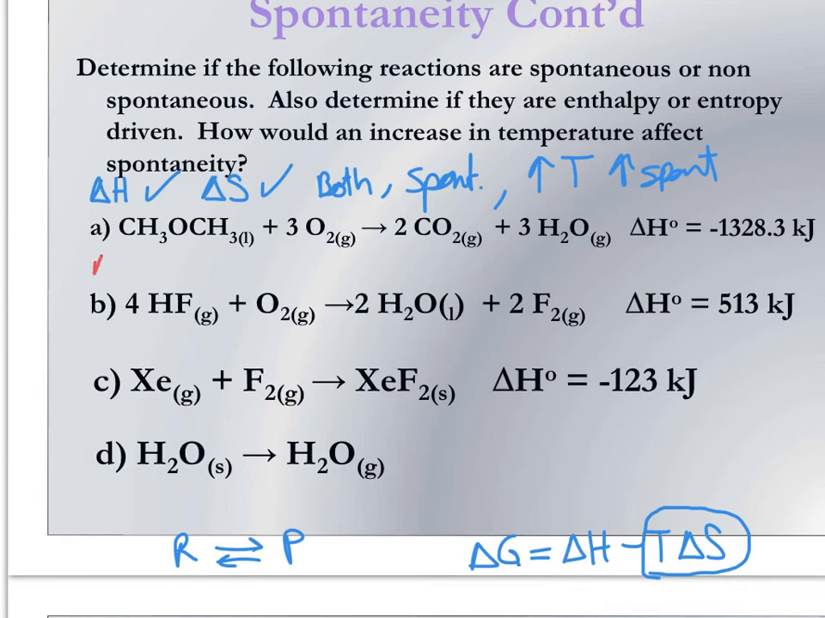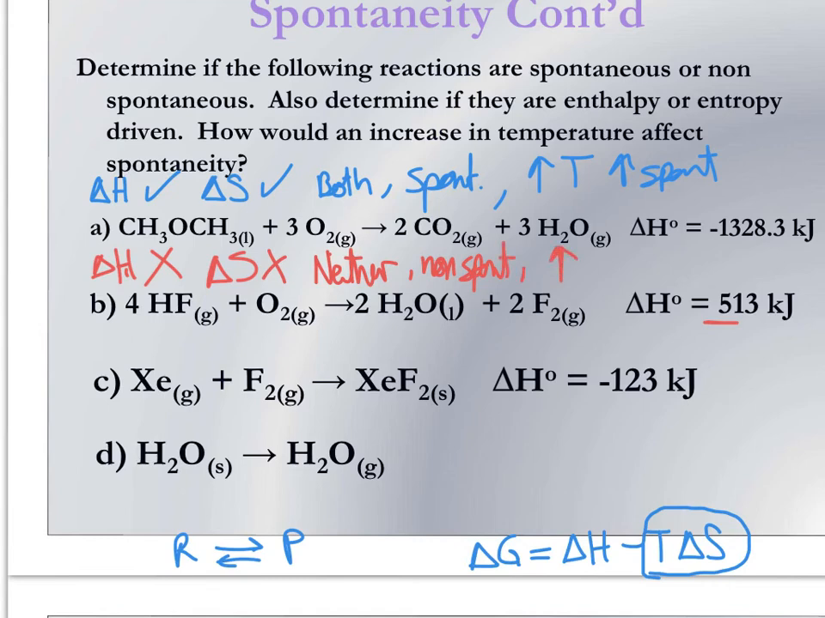We have delta H. My delta H here is positive, and so that is not favored. My delta S, I'm going from 5 particles to only 4. That's not good. I'm also going from all gases, really random, to some gas, some liquid. Not as good. So my delta S, nope, not favored. And so this one we'd say is neither enthalpy nor entropy driven. Because it's not favored by either, it is non-spontaneous at any temperature.